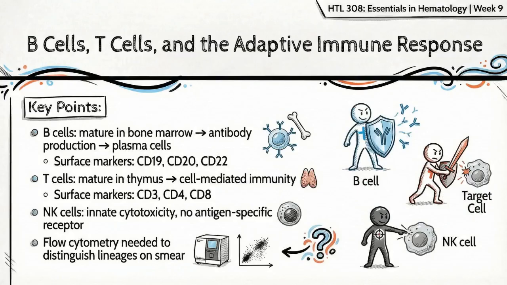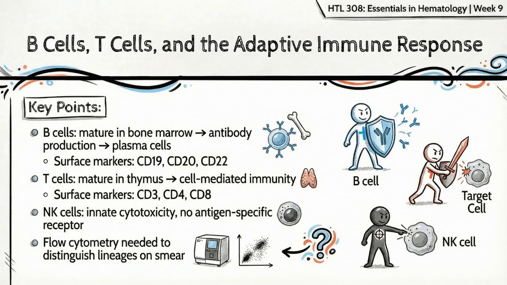B cells mature in the bone marrow and are responsible for humoral immunity. They produce antibodies. When fully activated, B cells transform into plasma cells, which are antibody secreting factories. You'll occasionally see plasma cells in bone marrow, and rarely in peripheral blood in certain conditions. The presence of plasma cells in peripheral blood, though rare, can be a significant indicator of conditions such as plasma cell leukemia or severe infections.